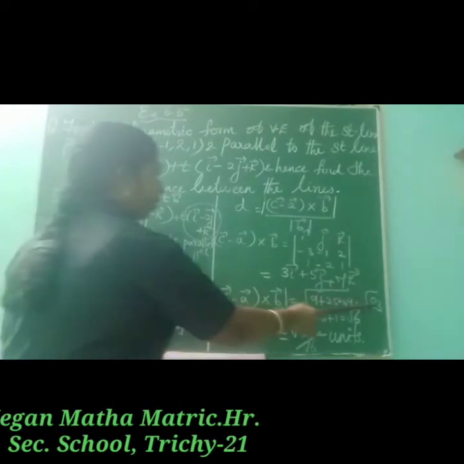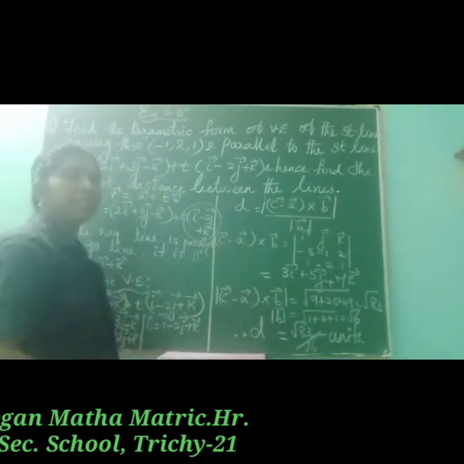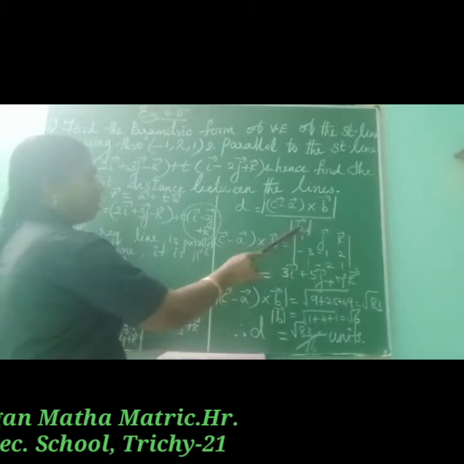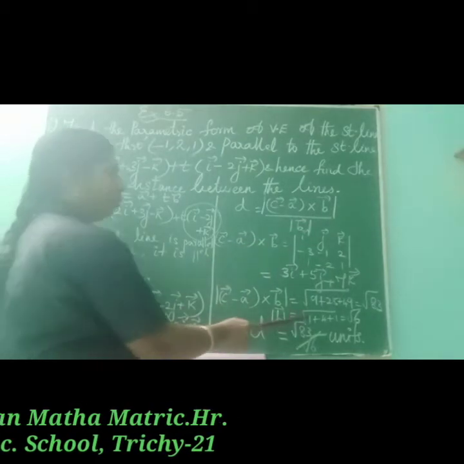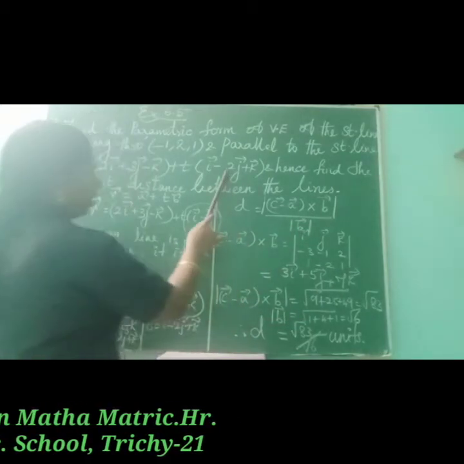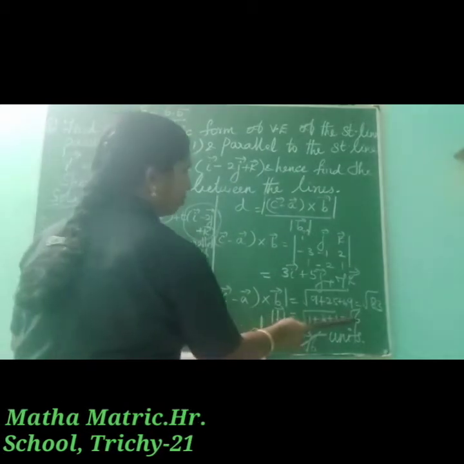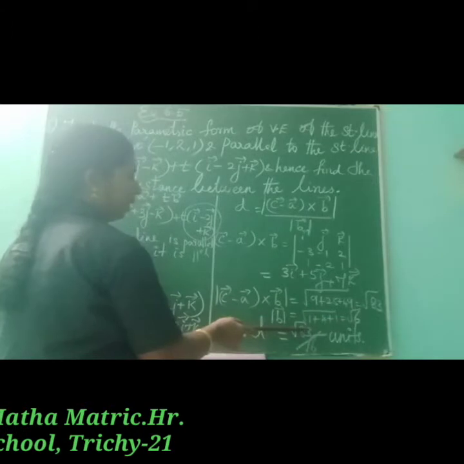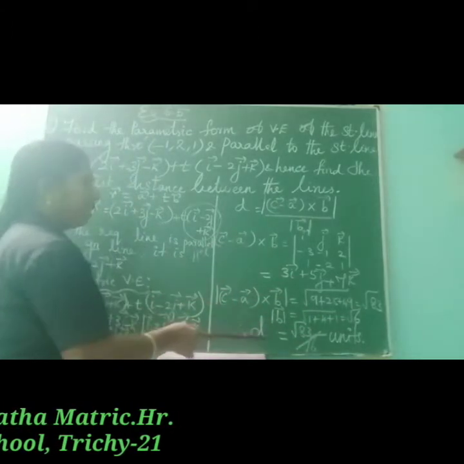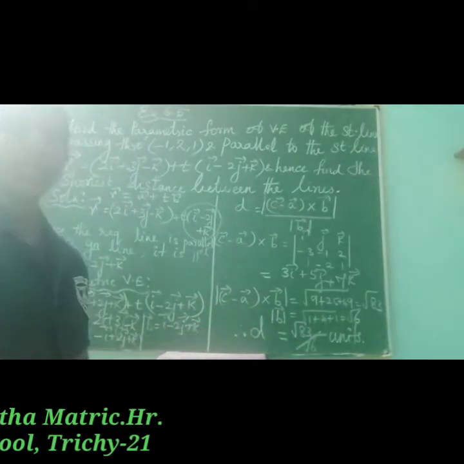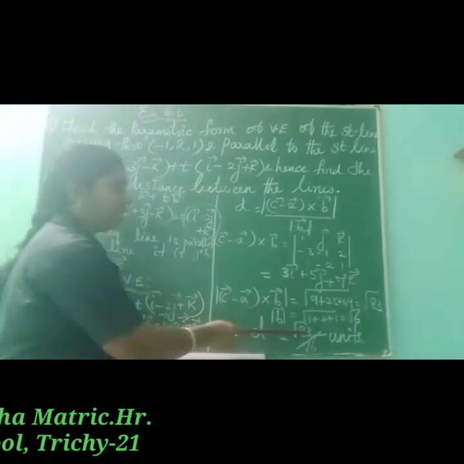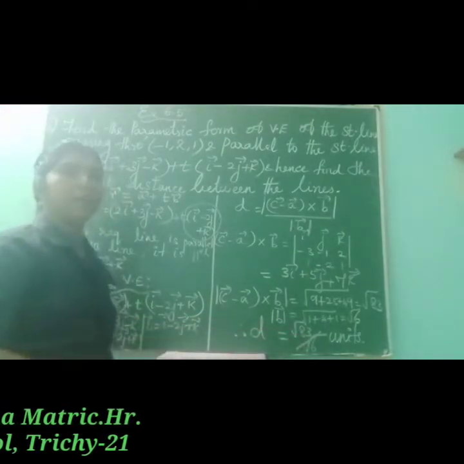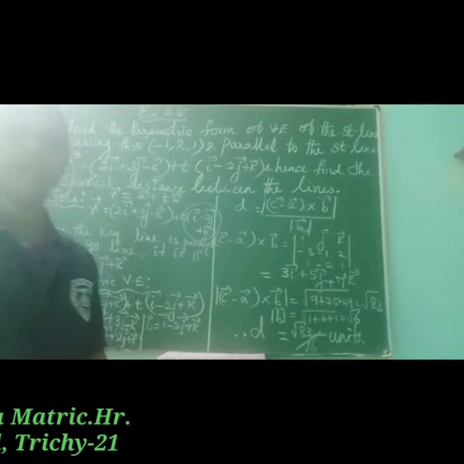So the numerator is square root of 83. Denominator is modulus of b, for the b vector. We can find the modulus for this, that is equal to root 6. Substitute the values, root 83 and root 6, here. The distance between the two parallel lines is equal to square root of 83 divided by root 6 units.